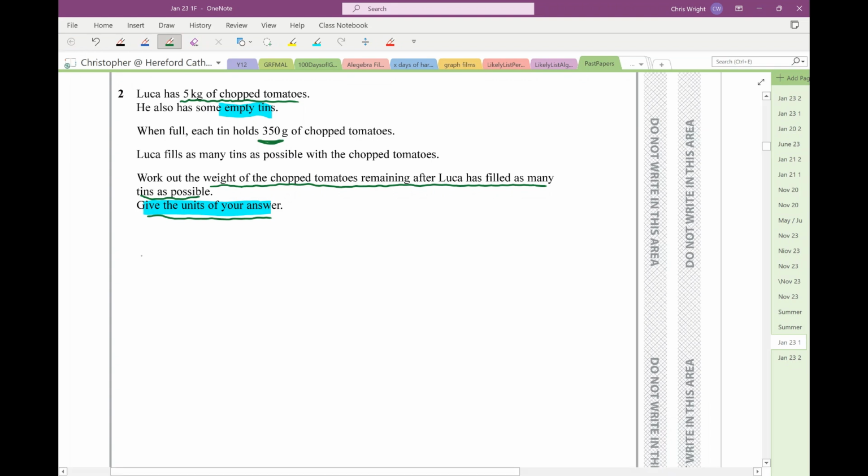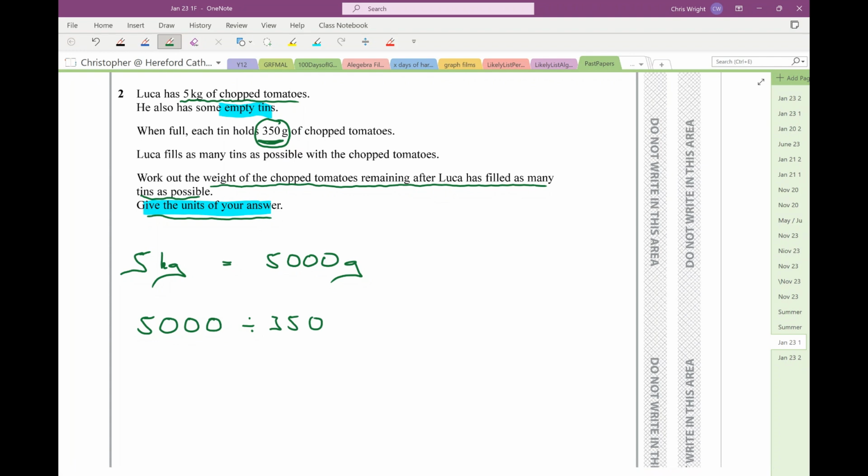Right. Well, he's got 5 kilograms of chopped tomatoes, so that is 5,000 grams of chopped tomatoes. Each tin holds 350 grams, so I'm going to work out how many 350s there are in 5,000 to work out how many tins he can fill. Now, he can fill 14 and a bit tins. 14 and a bit.